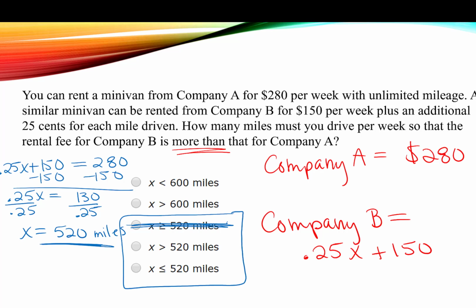The next answer choice is X is greater than 520 miles. Yes, that's what we're looking for. We're looking for anything above 520 miles. The reason the last one is not correct is because it reads X is less than or equal to 520 miles. Anything less than 520 miles will be a cheaper price than what Company A is offering. So the correct answer choice is X is greater than 520 miles.